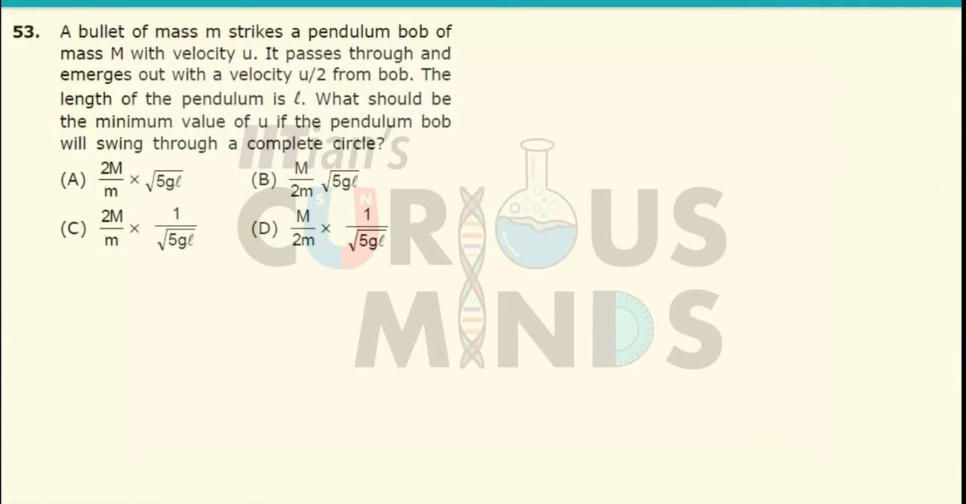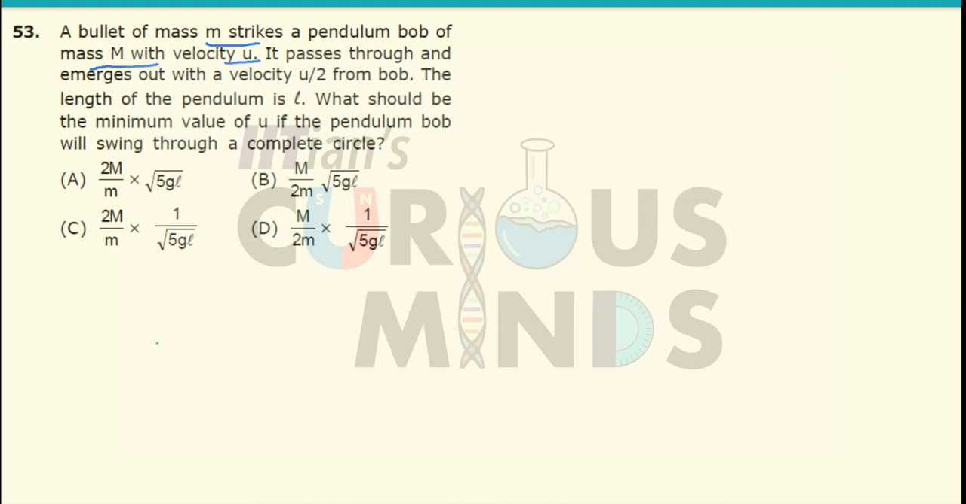A bullet of mass m strikes a pendulum of mass capital M with a velocity u. It passes through it and emerges with a velocity of u by 2 from the bob. The length of the pendulum is L. What should be the minimum value of u if the pendulum bob will swing through a complete circle?